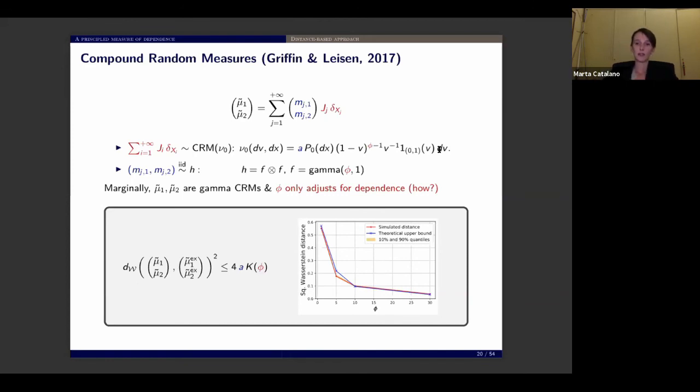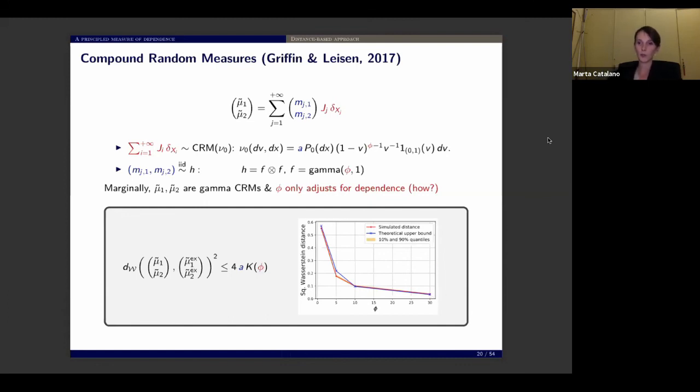And our techniques allow us to quantify it through the Wasserstein distance. We actually found a bound that depends on A, which is the total mass of the base measure of the common CRM, and a function that only depends on phi, the dependence parameter. So here in the plot, you can see how our bound depends on phi, and in particular, as phi increases, we see that the distance goes to 0, and thus we approach exchangeability.